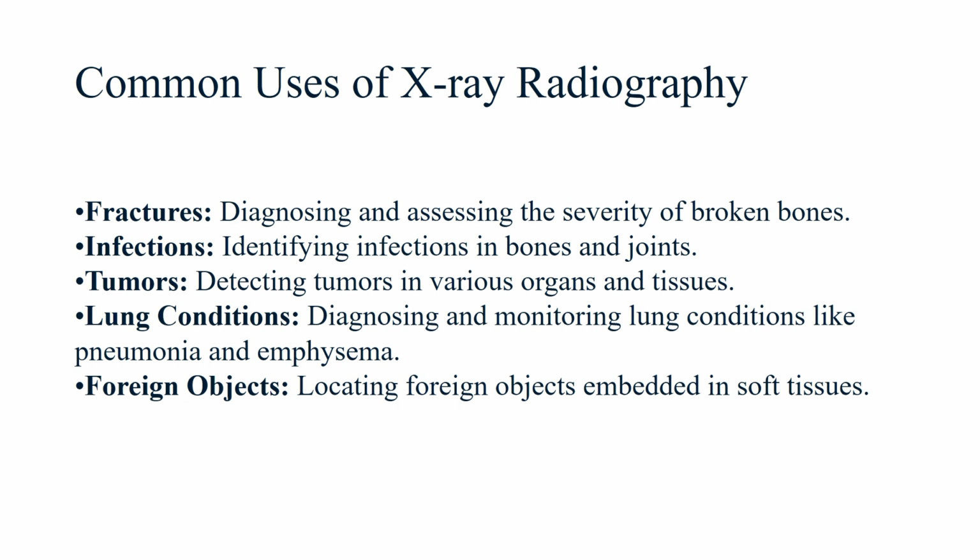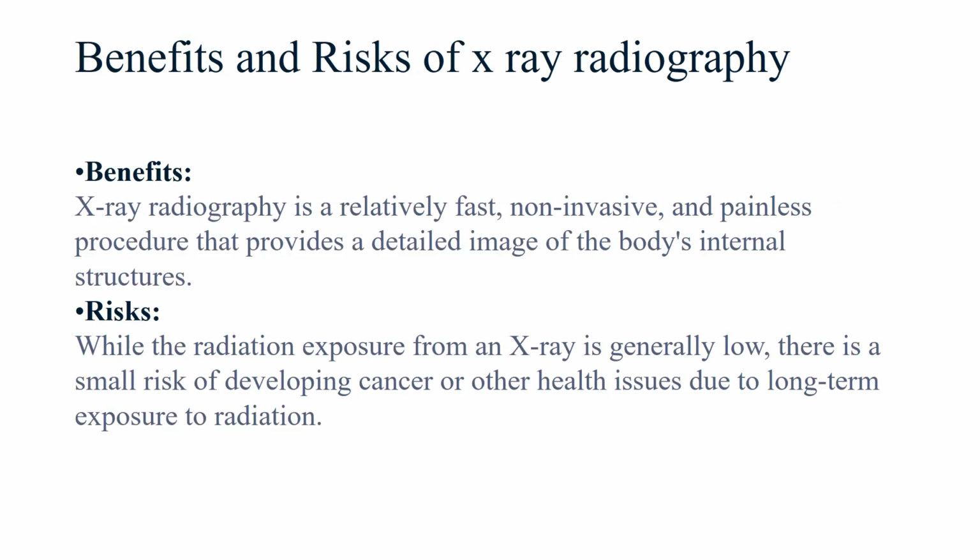Sometimes we can also identify some sort of bony infections which are prevalent in the bones and the joints with the X-ray radiography. Tumors are very well identified because of the density of the tumors, if it is of relatively bigger size, and can be very well identified in a plain radiograph. Lung conditions can also be diagnosed and monitored, for example, conditions of pneumonia or emphysema can be very well identified. Foreign body presence can also be very well located. Sometimes it becomes difficult, so we make use of certain contrast agents if it is the gastrointestinal tract.